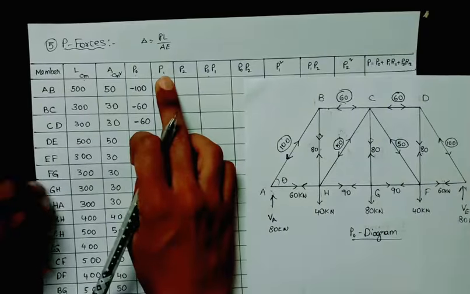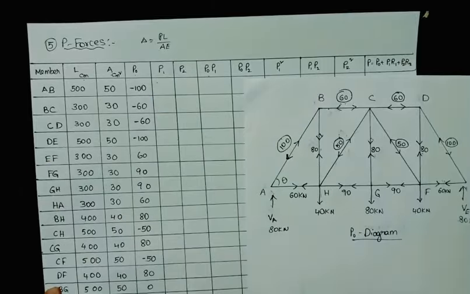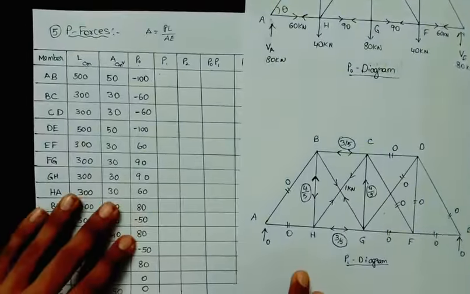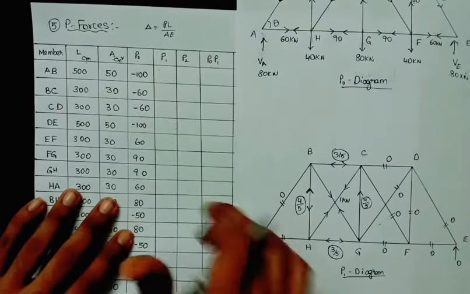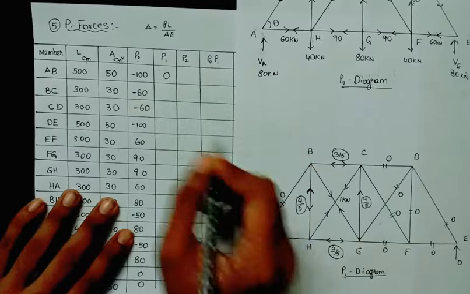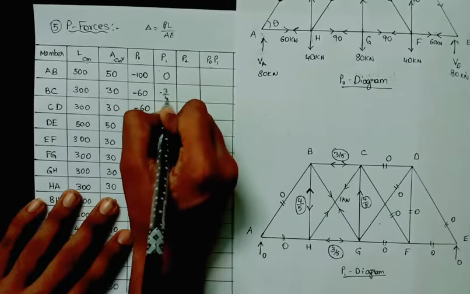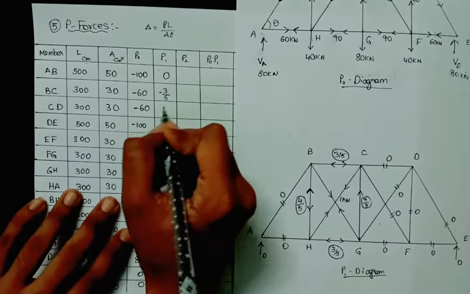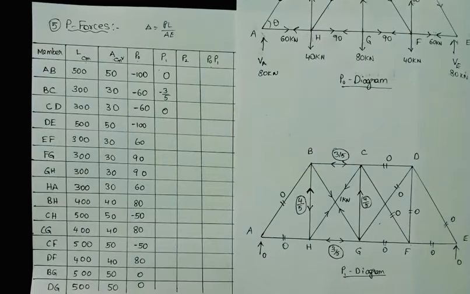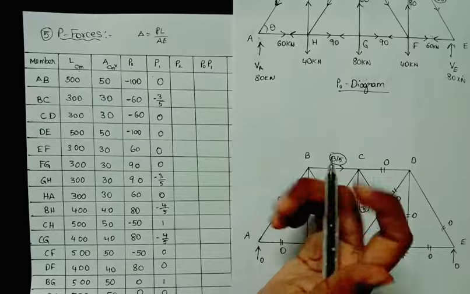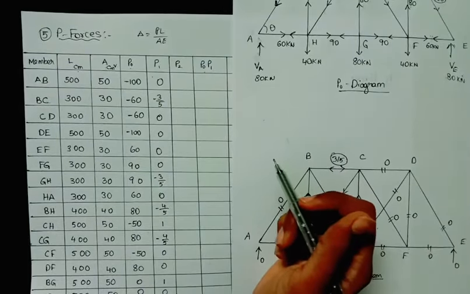Similarly, write the P1 values for all the members in this column. Here is the P1 diagram. By seeing this diagram, place the values here. P1 value for AB member is 0. For the BC member it is 3/5, or you can also write 0.6. Okay. For the member CD it is again 0. Similarly fill all the values. So I have filled all the P1 values.